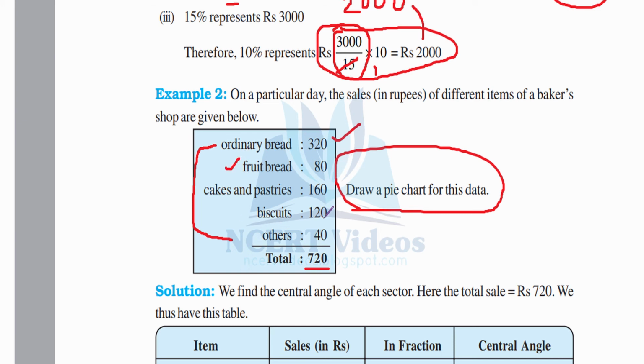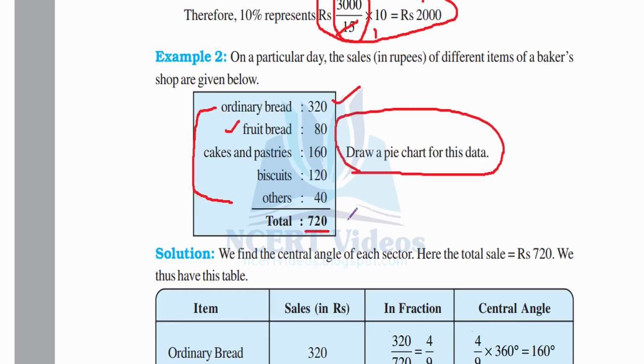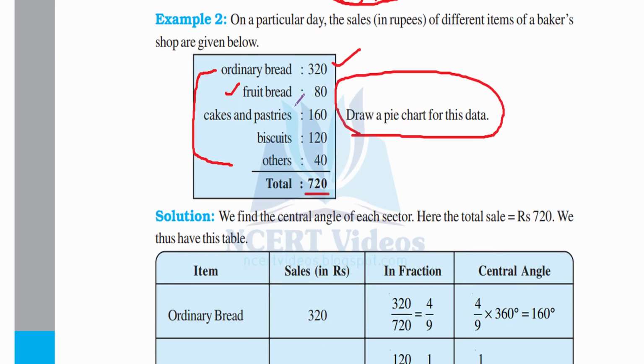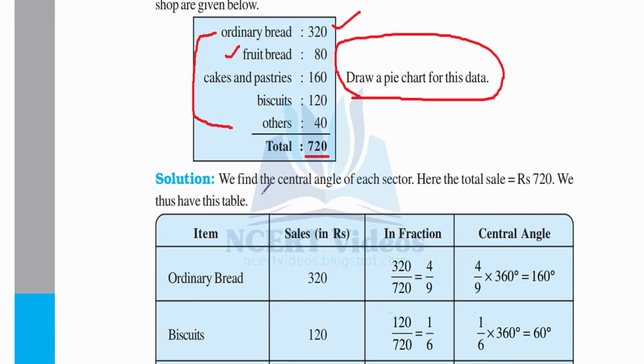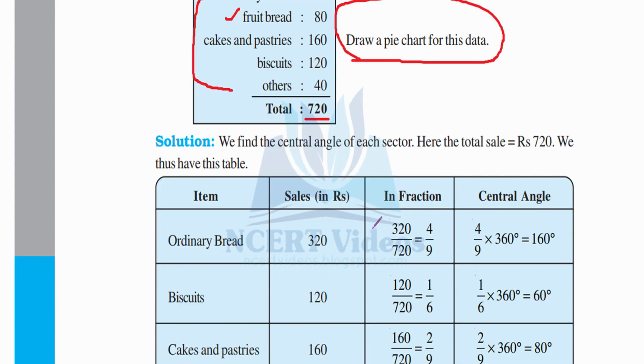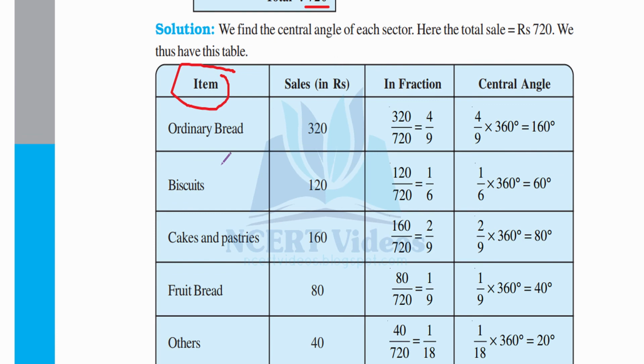So now you understand why we need total in order to get the fraction. That is what part of particular item out of total part. So let's find the central angle using a tabular representation. So there are 4 columns used. Item name, simple. There are 5 types of items sold. Then sales in rupees of each item.